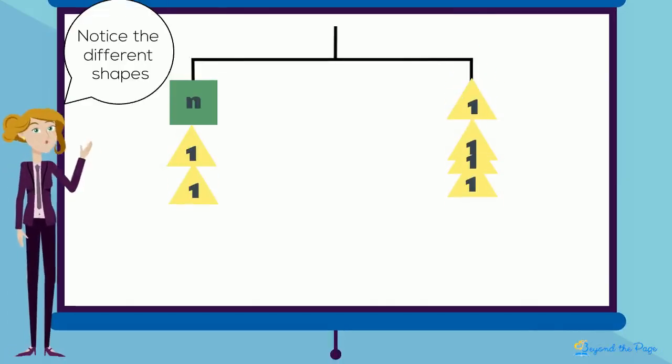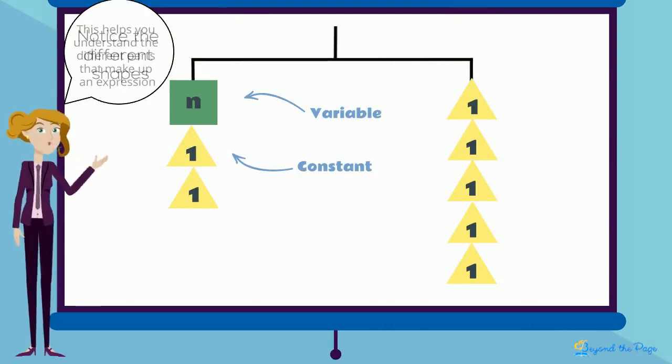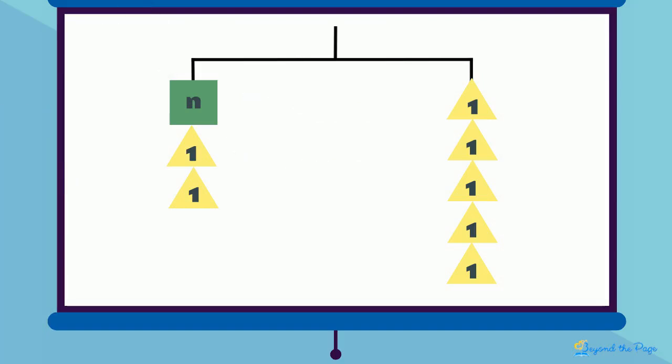Notice that the diagram uses a shape for the variable that is different than the one used for the constants. This helps you understand the different parts that make up an expression. The diagram shows that some amount, the variable n plus 2, has the same value as 5. You know the two sides have the same value because the diagram is balanced.